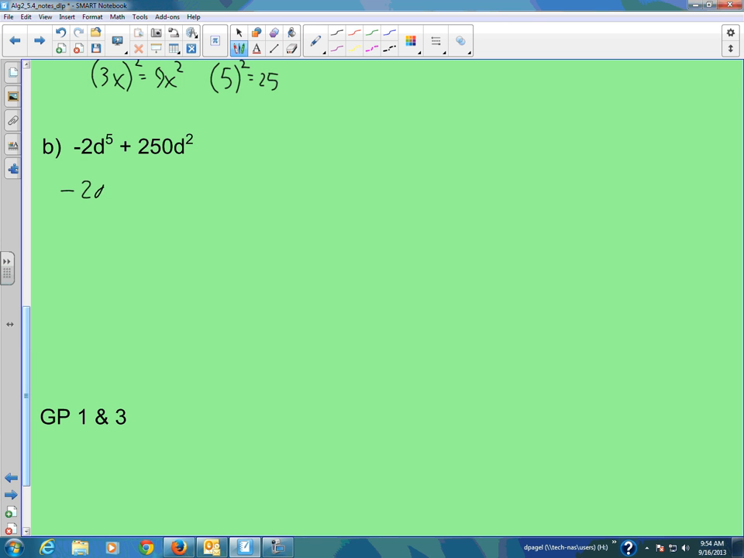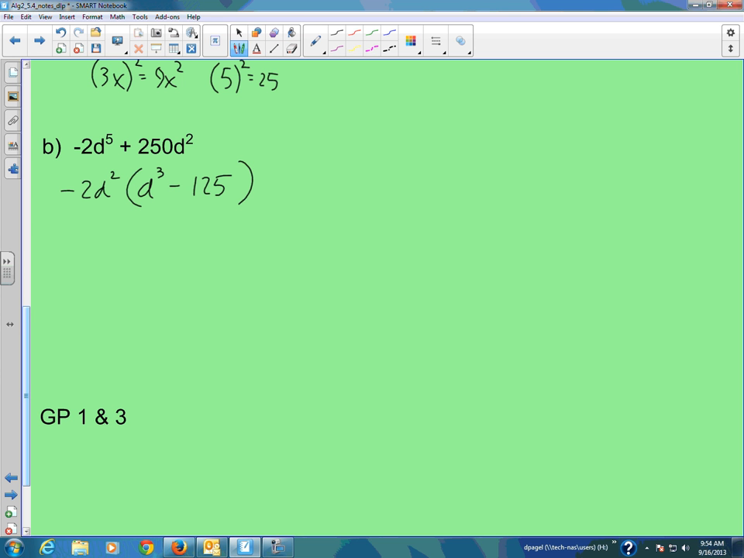I am going to pull out that negative, and I'd say probably get in the habit of pulling the negatives out. So there's my GCF that comes out. What's left with this is a d cubed minus 125.